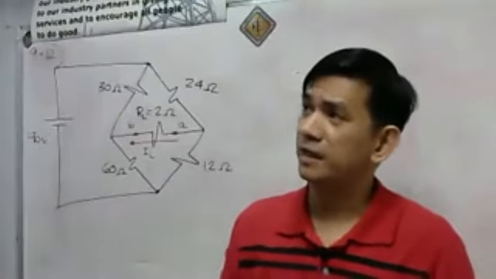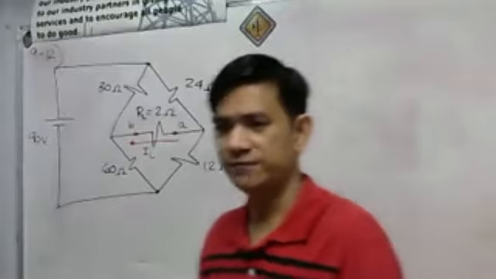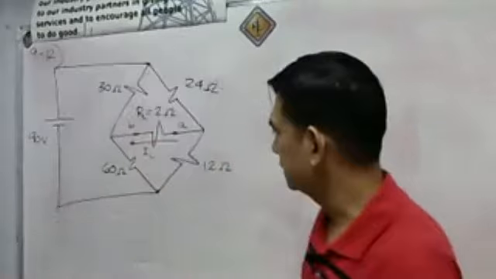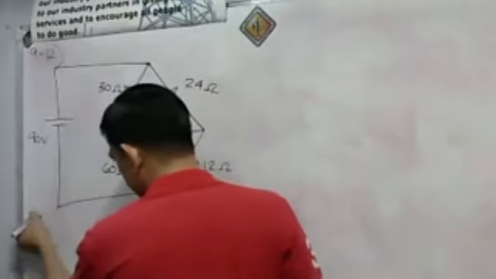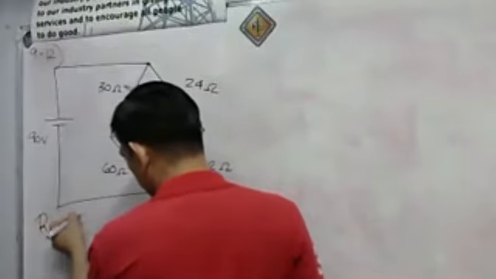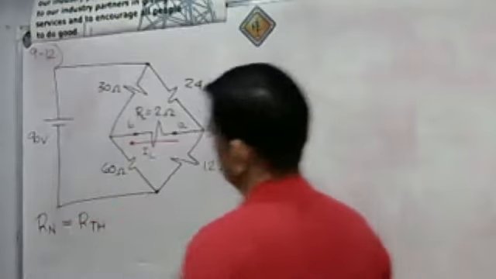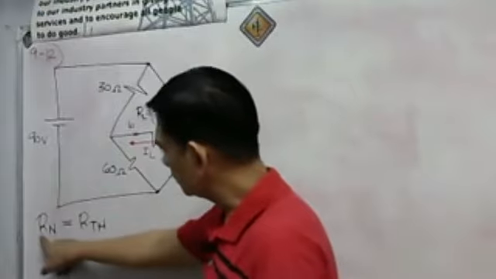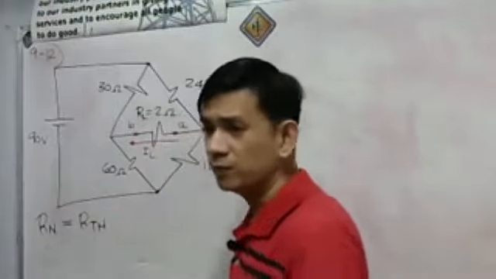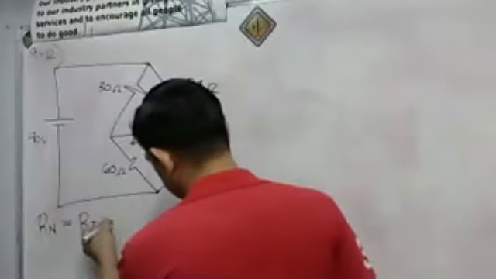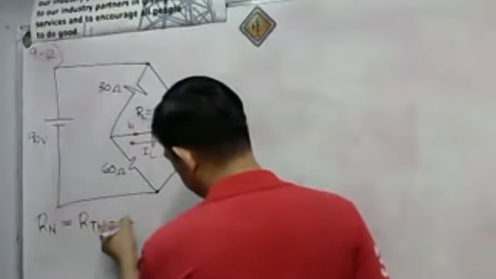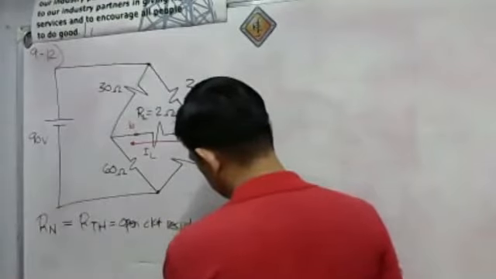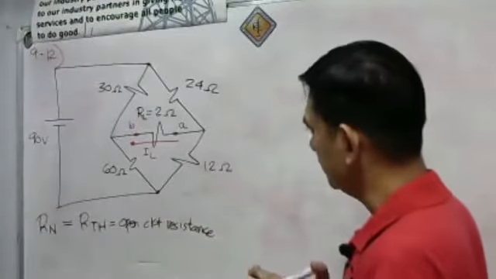So we are asked to find the Norton's resistance. As we said before, our Norton's resistance is simply equal to the Thevenin's resistance. Take note of this. The Norton's or the Thevenin's resistance is what we call the open circuit resistance.